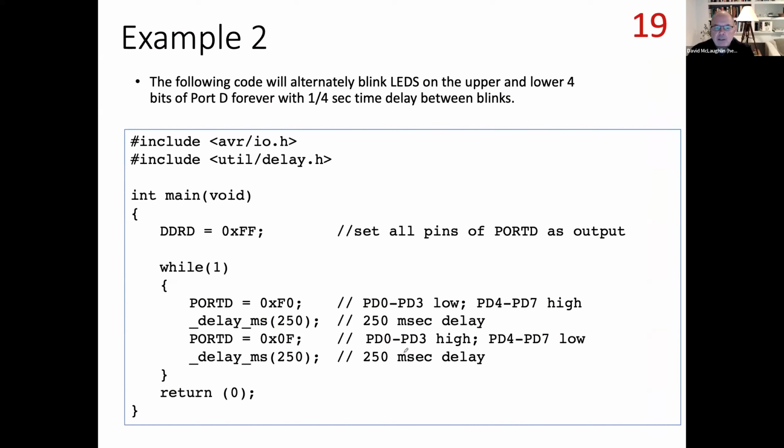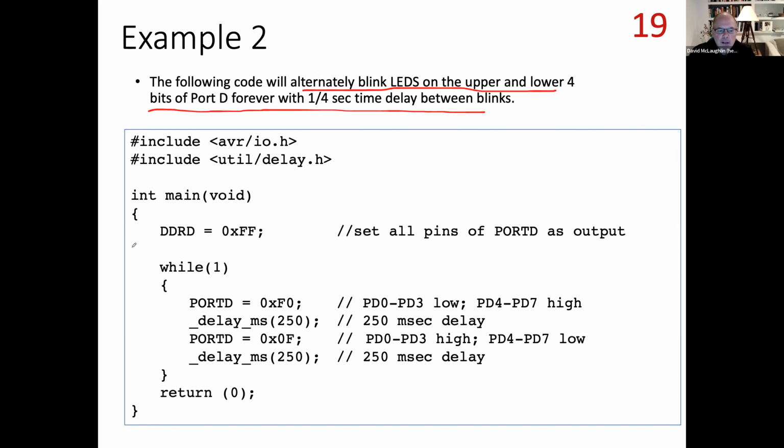Let's make it more interesting, though. Let's create code that's going to alternately blink 2 groups of LEDs. We want to alternately blink LEDs on the upper and lower 4 bits of port D forever, with a 1/4 second delay in between. Just take a minute to digest that. I want to turn on a set of LEDs on the lower 4 bits, wait a 1/4 second, and then turn on some LEDs on the upper 4 bits. So it's 4 LEDs, then 4 LEDs, sets of 4 LEDs flashing on and off.